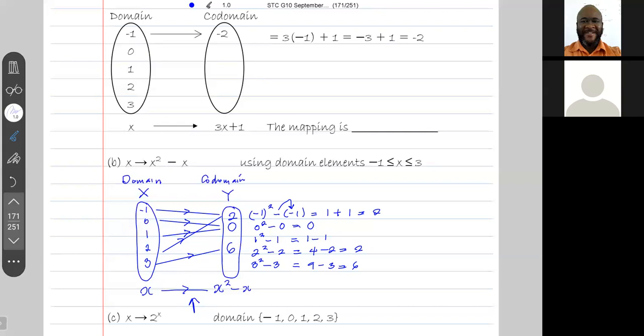And we're also asked to state what type of mapping it is. So essentially what I'm seeing is that -1 is mapped to 2 and 2 is also mapped to 2. So I have many going to what? 1. I have 0 mapped to 0 and 1 also mapped to 0. So it's a case of many going to 1. This is a many to 1 mapping.